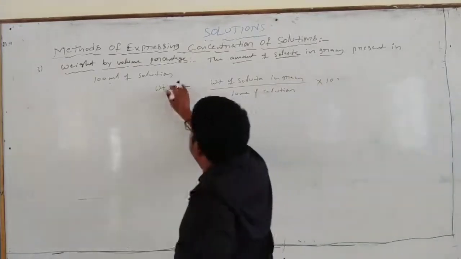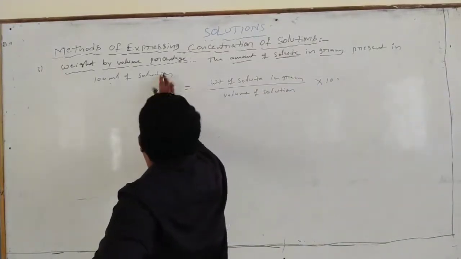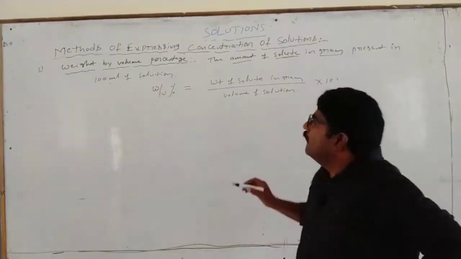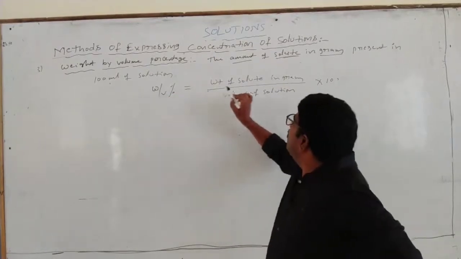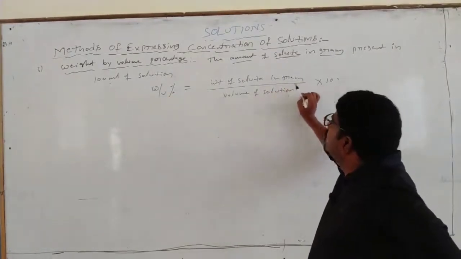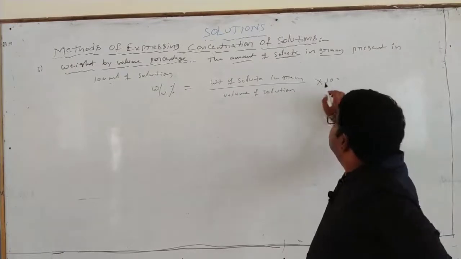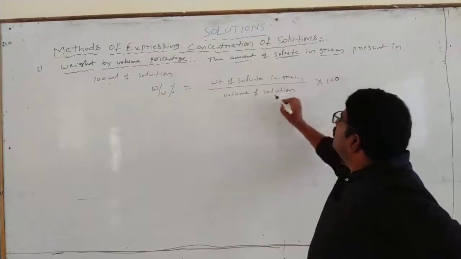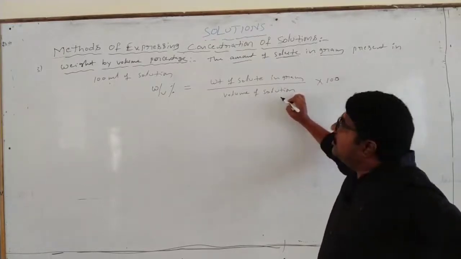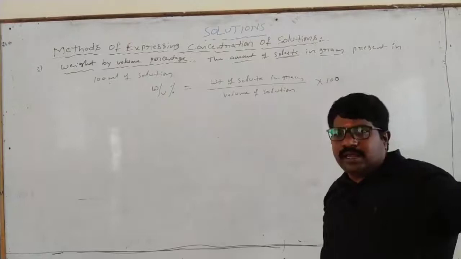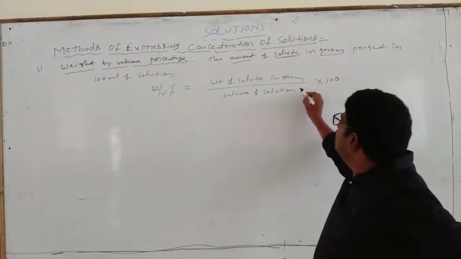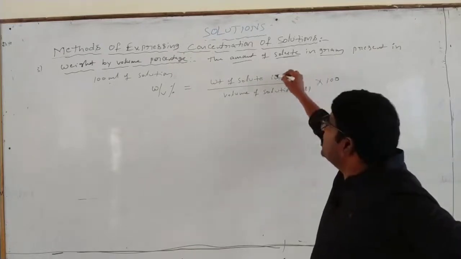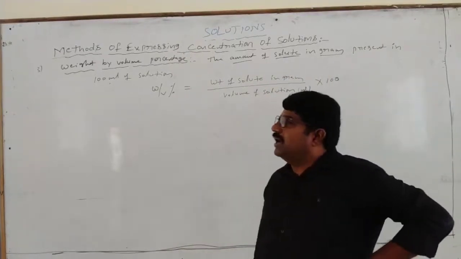So weight by volume percentage. Here W indicates the weight of the solute in grams, whereas V indicates the volume of the solution. The volume of solution is 100 ml. So 100 ml of solution contains how much amount of solute? That is weight by volume.